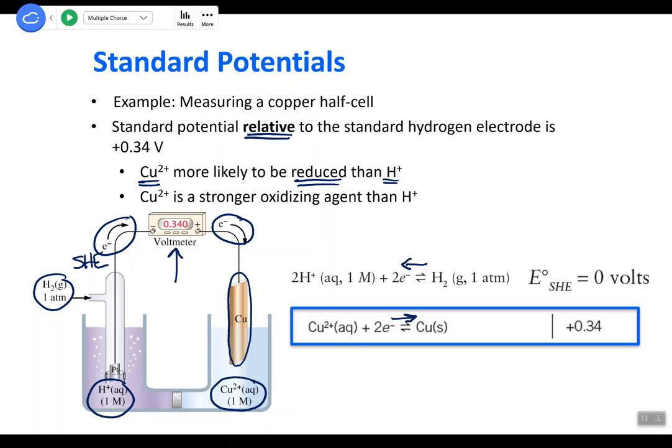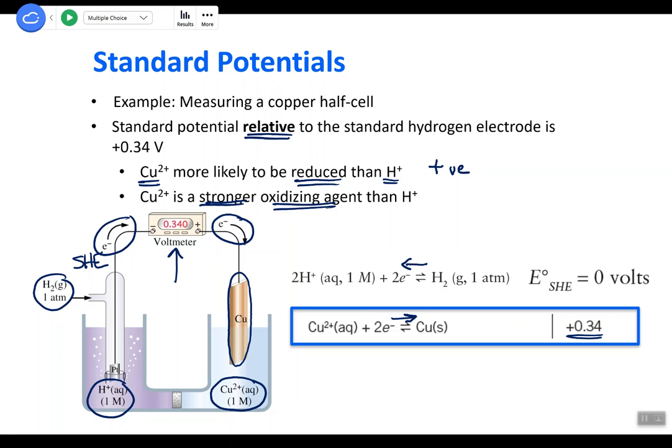Copper 2+ is more likely to be reduced than H+. How do we know that? Well, because it has a positive standard potential value. If copper 2+ is being reduced, that means it's causing something else to be oxidized. This means that copper 2+ is a stronger oxidizing agent compared to H+. So given the choice, which one is going to be reduced? It's going to be copper 2+. What does that mean? Well, that means copper 2+ is a stronger oxidizing agent than hydrogen.